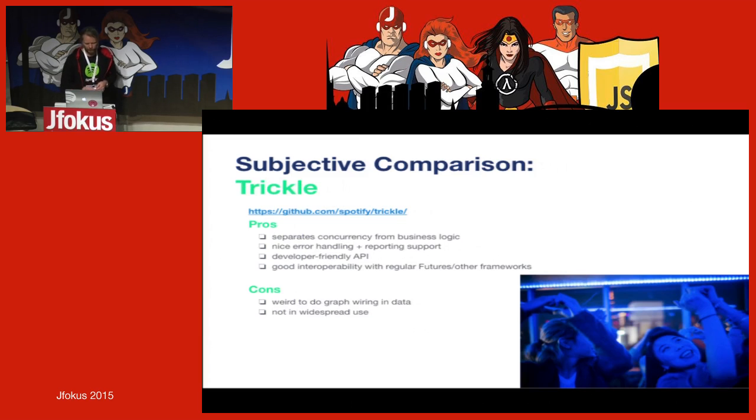And if you look at Trickle, which is open source, I didn't say that, I think, and available on GitHub. I think like Rx, it separates concurrency from business logic pretty nicely. It's got pretty good error handling and reporting support, so because of the naming thing, it's a bit easier to understand where things went wrong. And it interoperates well with regular futures. Cons, it's not in widespread use, and it's weird to do the wiring in data.